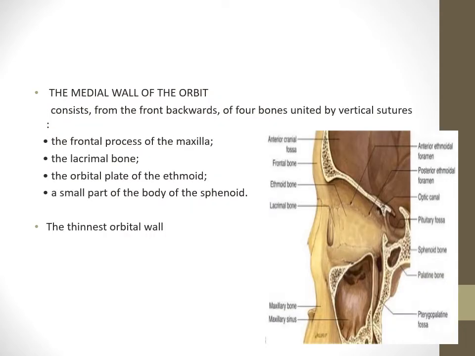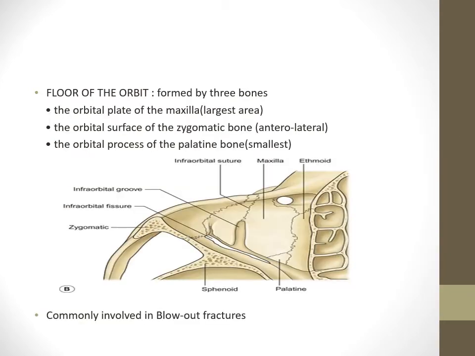Then the medial wall of the orbit consists, from front to backwards, of four bones united by vertical sutures. The first is the frontal process of the maxilla, the second is the lacrimal bone, the third is the orbital plate of the ethmoid, and the fourth is a small part of the body of the sphenoid. The medial wall of the orbit is the thinnest orbital wall, so it is the most commonly fractured wall in trauma.